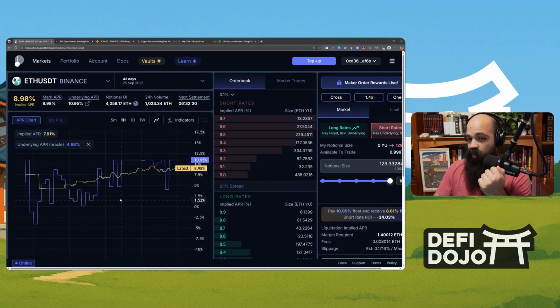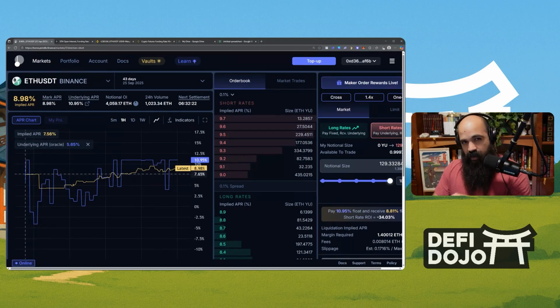This is really important because this is the thing that matters. So for example, the yellow line, again, is the implied APR on Boros, and this bluish purple line is the actual settled funding rate on Binance. So if you were locking in this yellow line, this implied APR right here, right? Let's just say this was 7.5%.